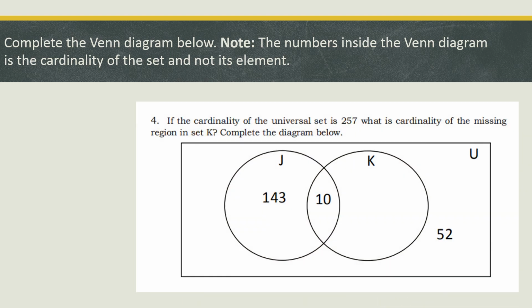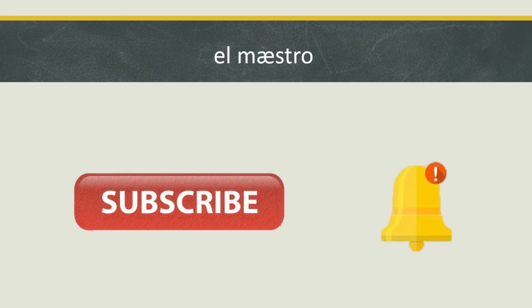Then, if the cardinality of the universal set is 257, what is the cardinality of the missing region in set K? Complete the diagram below. So, total is 257 minus 43 minus 10 minus 52. Oh sorry, that is K, class. That is not Y. That is K is equal to 52. So, K is equal to 52. Sorry, that is K, not Y. Sa inyong module, daghang pag-example, daghang klase-klaseng style, okay? You can follow these steps, okay, para ma-solve ni ninyo.